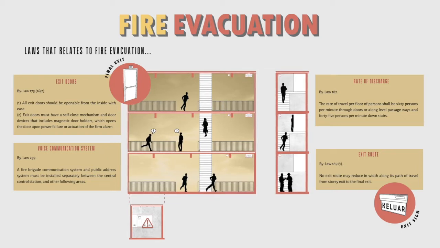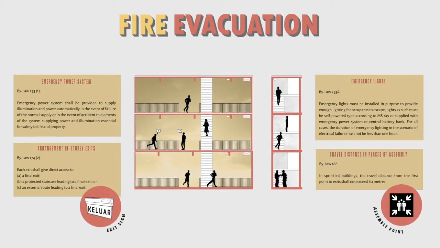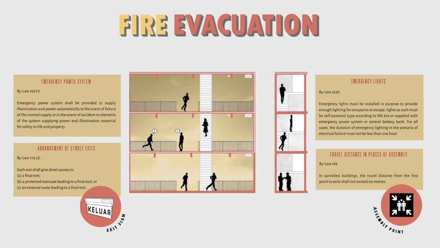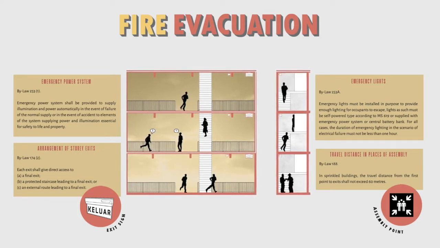Exit route, by Law 169.1, no exit route may reduce in width along its path of travel from story exit to the final exit. Emergency power system, by Law 253.1, should be provided to supply illumination. Arrangement of story exits, by Law 174.2, each exit should give direct access to a final exit. Emergency lights, by Law 253A, should be installed to provide enough lighting for occupants to escape.